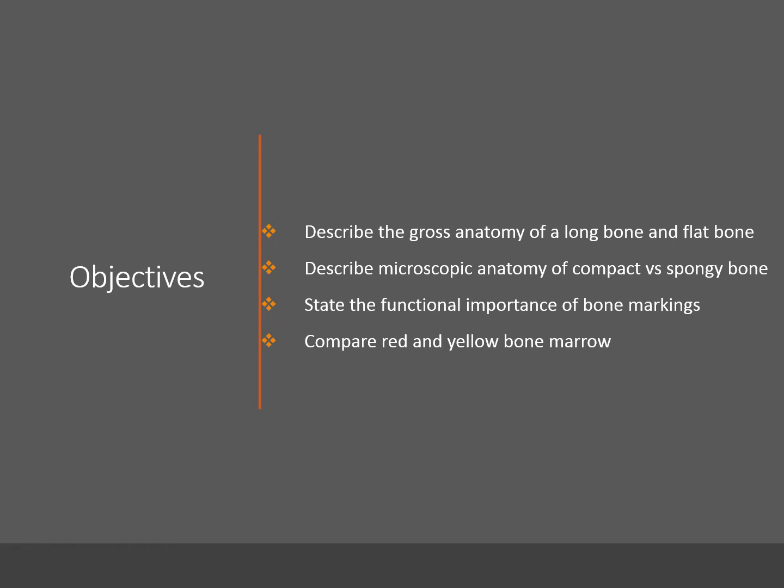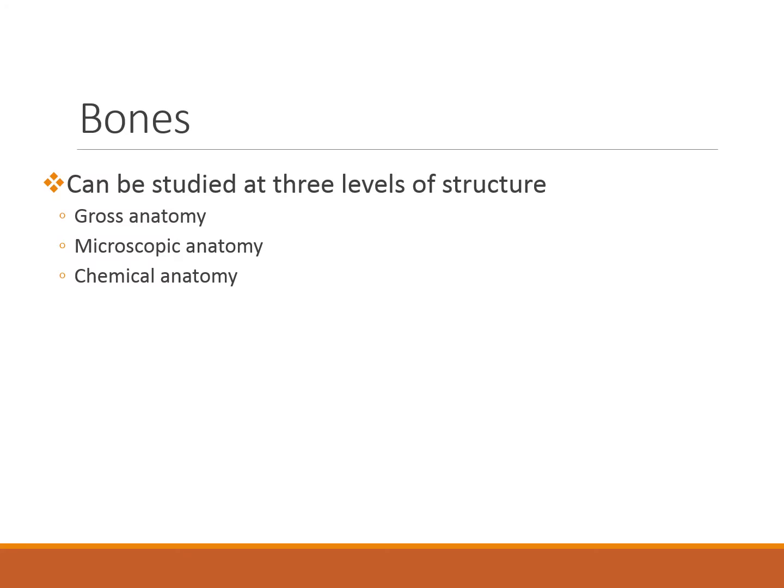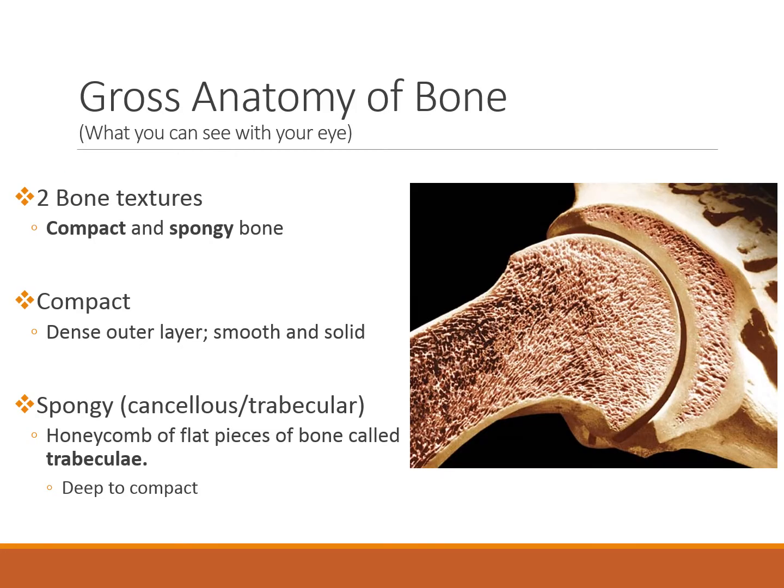Let's get started. Bones can be studied at 3 levels of structure. Gross anatomy, which considers the structures that can be seen with the naked eye. Microscopic anatomy, which considers those structures that can be seen with a microscope. And chemical anatomy, in which the atoms, ions, and compounds of bone and their interactions are considered. We will start with gross anatomy.